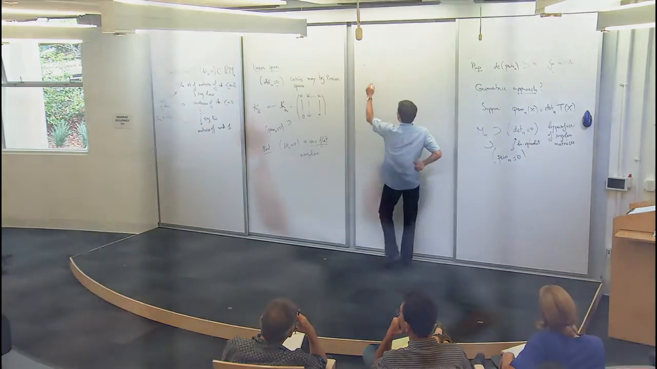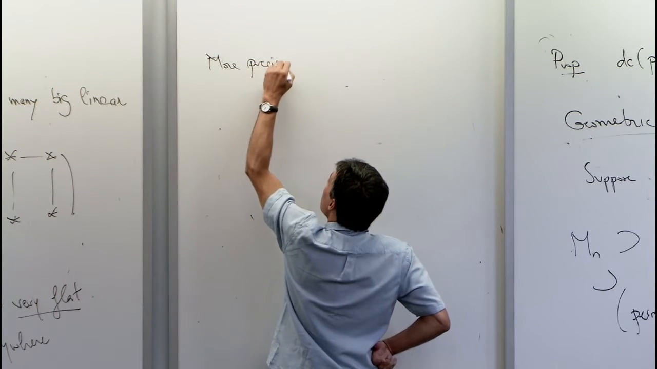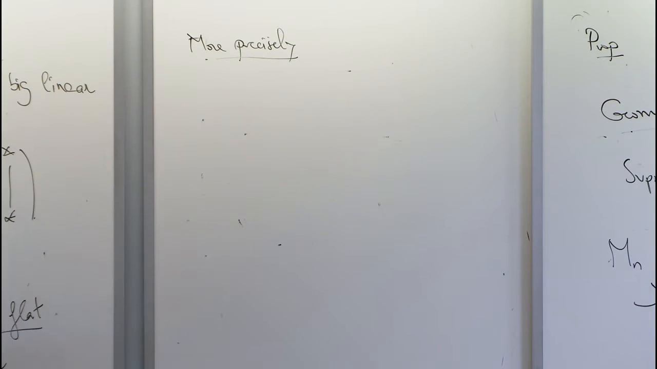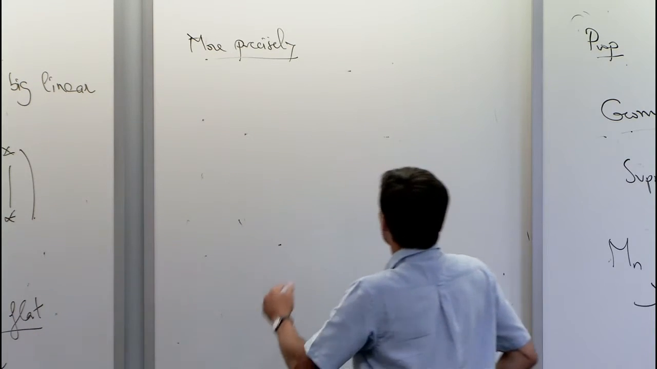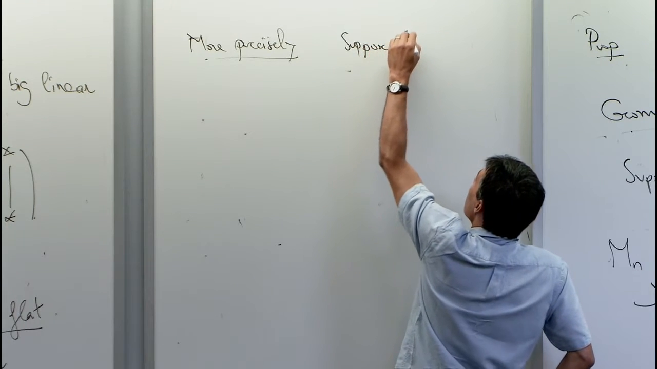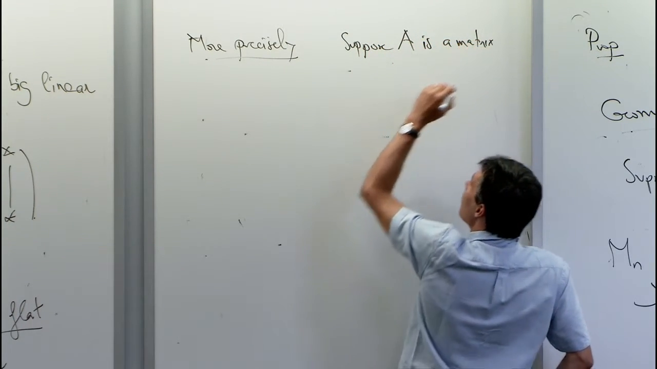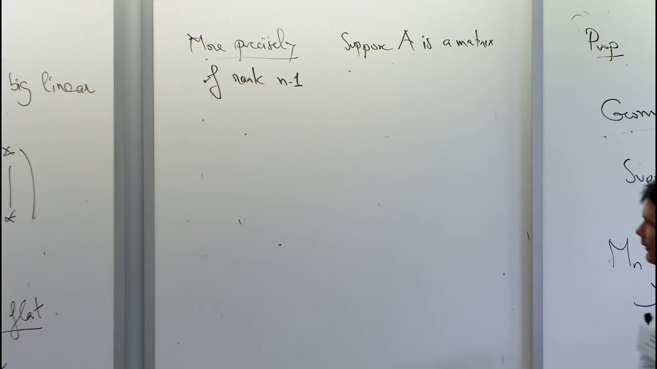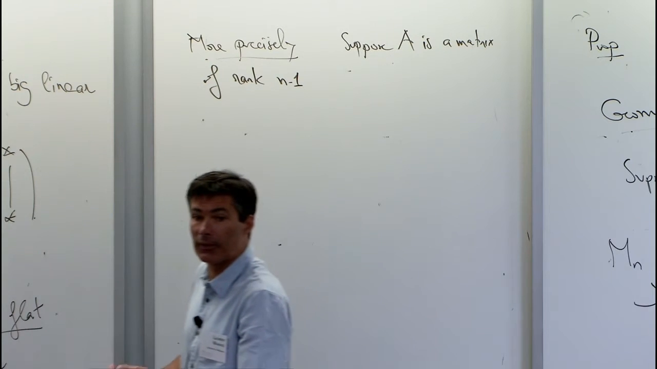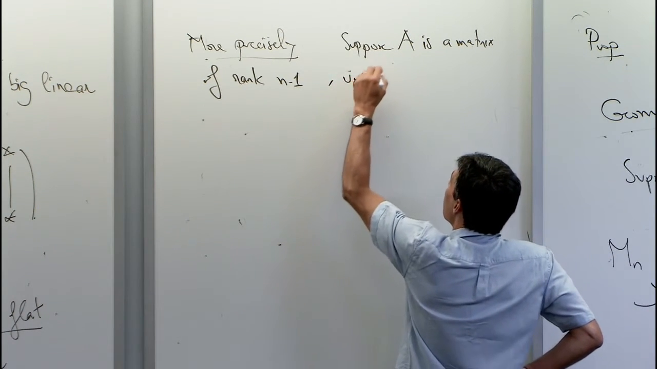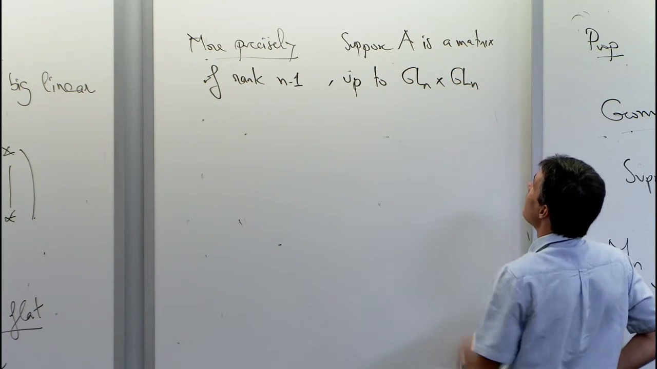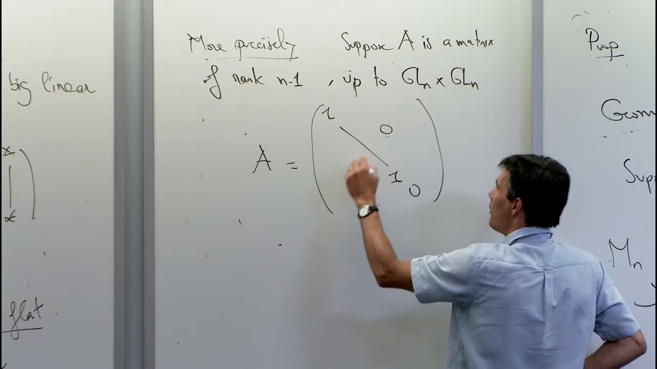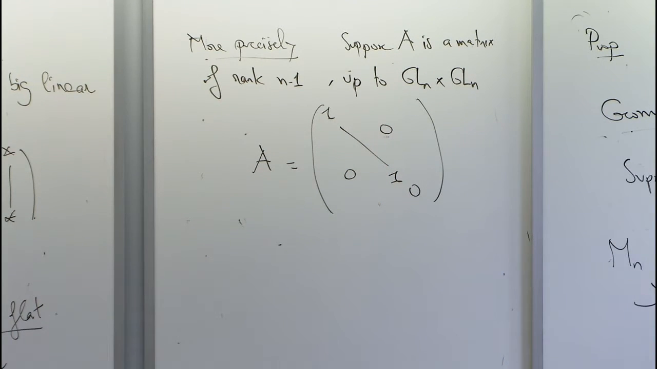Okay, so more precisely, let's choose any singular matrix. So maybe not any, but one whose rank is exactly n minus 1. Suppose A is a matrix of rank n minus 1. What is nice here, once again, is that we have this GL_n action. This tells us that there is a normal form, so up to the action of GL_n times GL_n, we can suppose that A is just the simplest matrix of rank n minus 1, just ones on the diagonal and zeros.